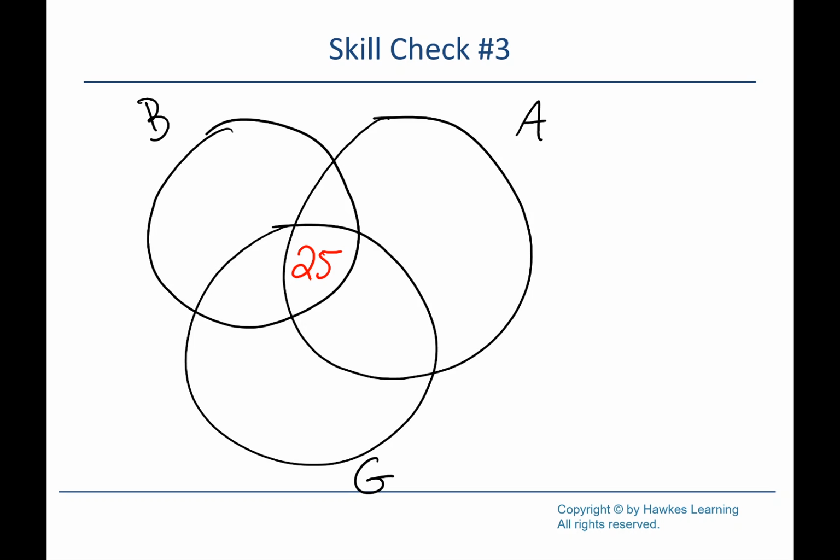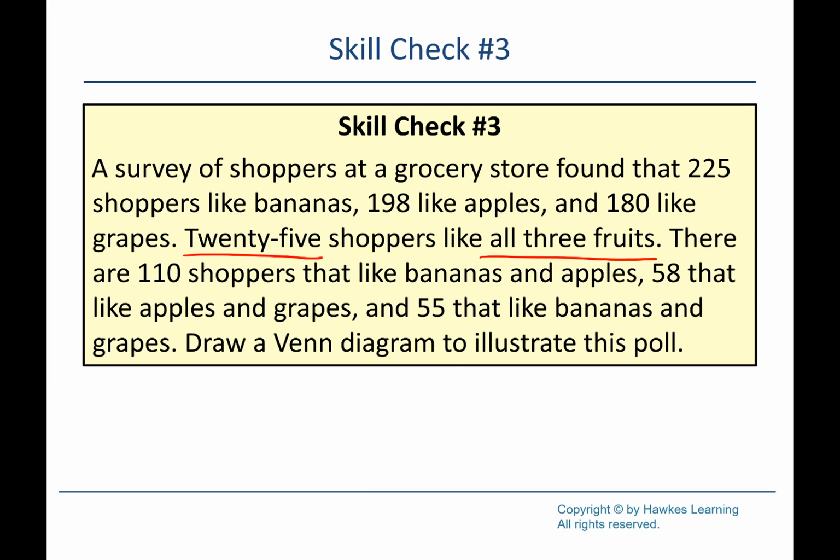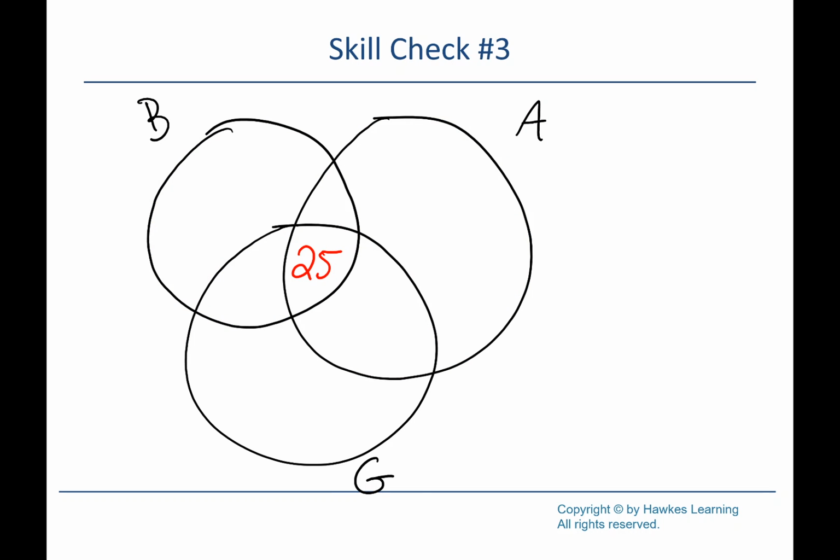Now we're looking for the overlap between 2 fruits. Let's see what we see. First one my eye caught is there are 110 shoppers that like bananas and apples. So the overlap between bananas and apples would need to be 110. This part. We already have 25 in there. So 110 minus 25 is 85.